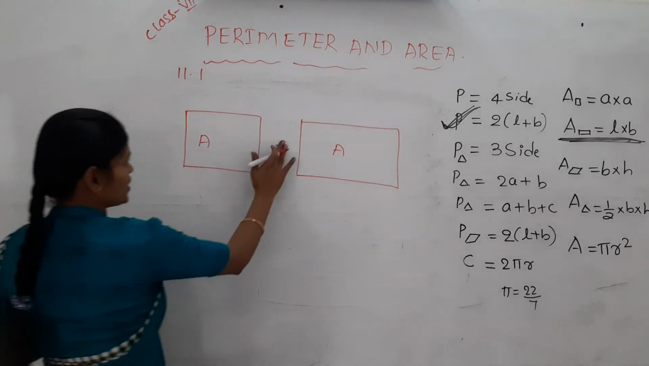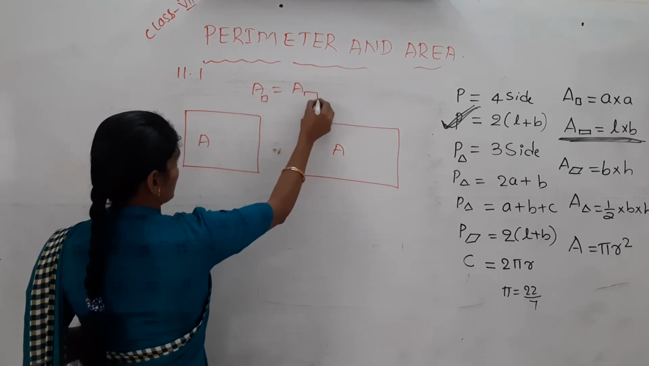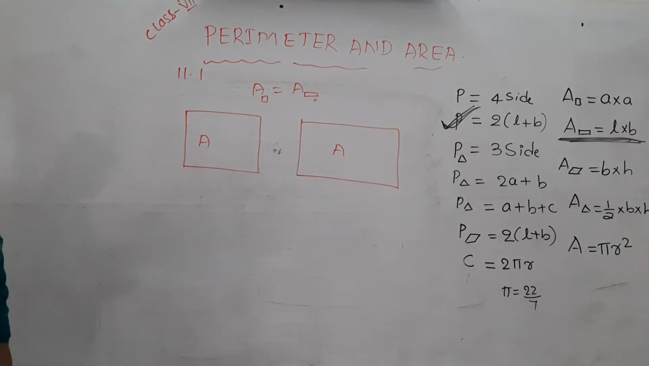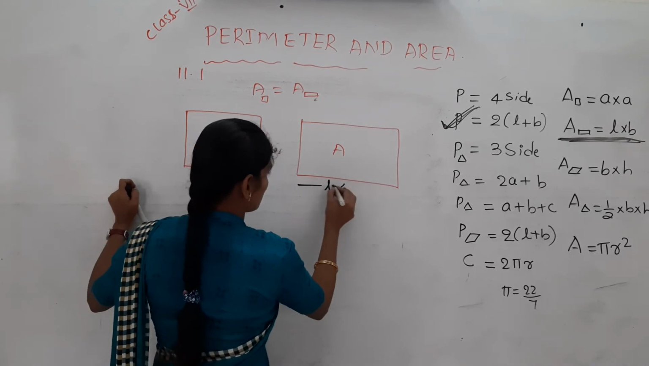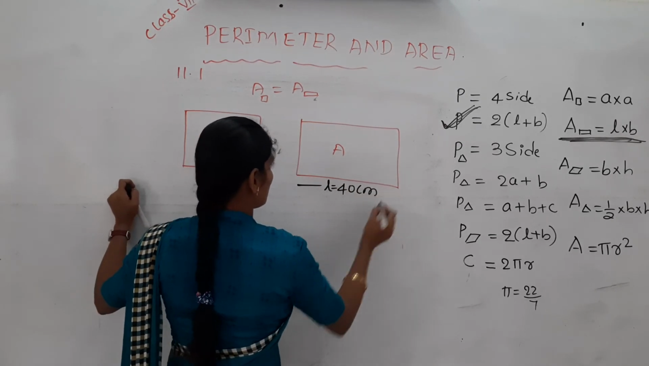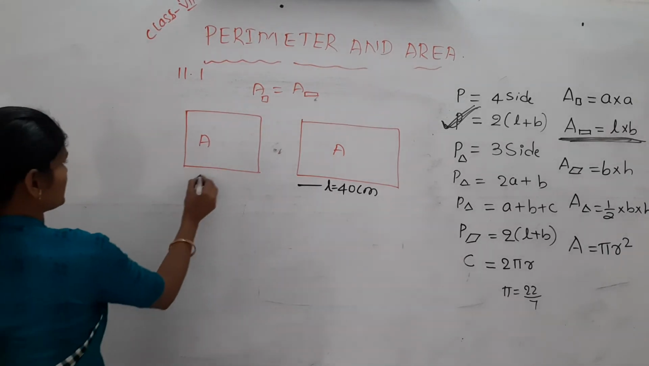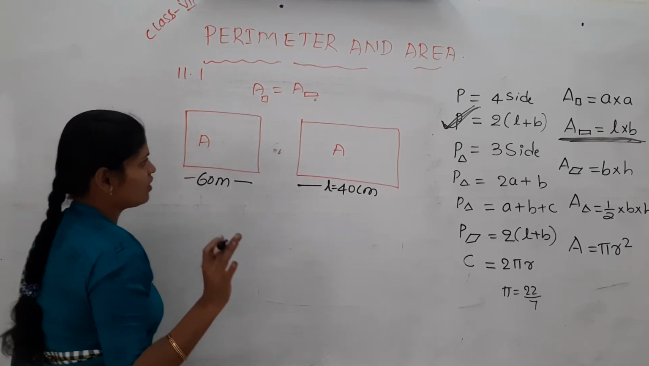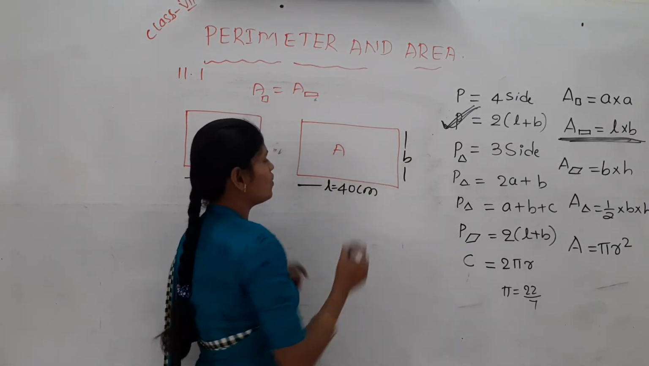Both the areas are the same here, area of the square and area of the rectangle. It is very clear. And the length of the rectangle is 90 meter, and the side of the square is 60 meter. Then you have to find the breadth of the rectangle. How?